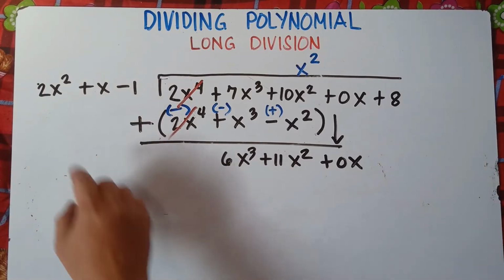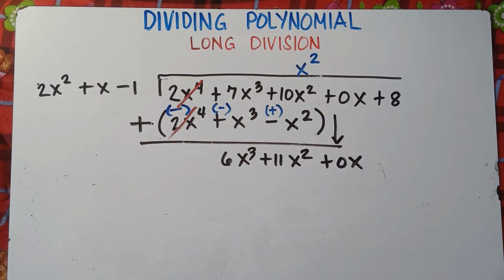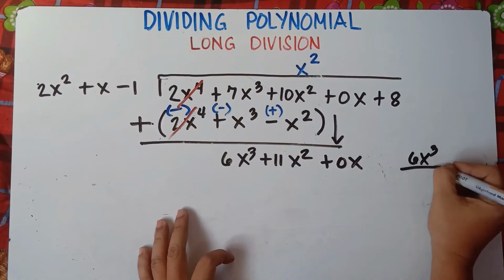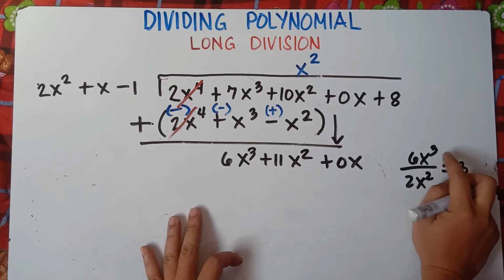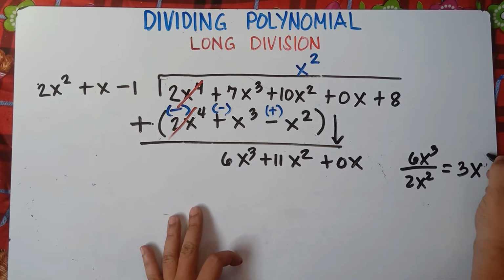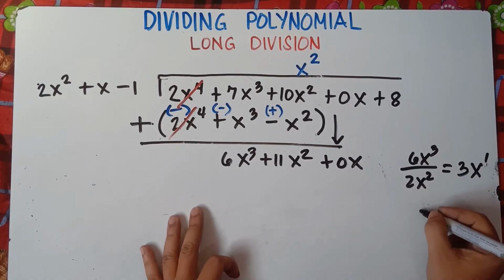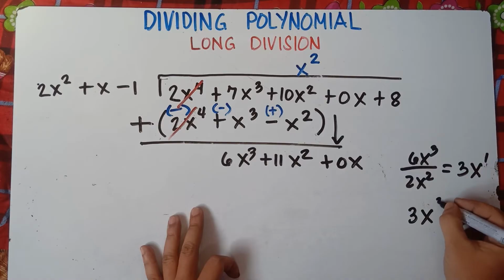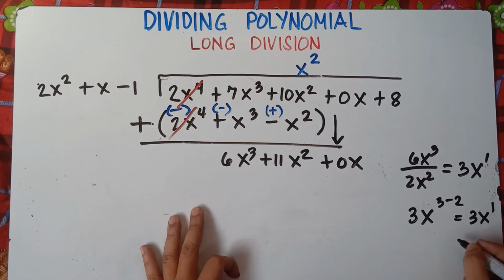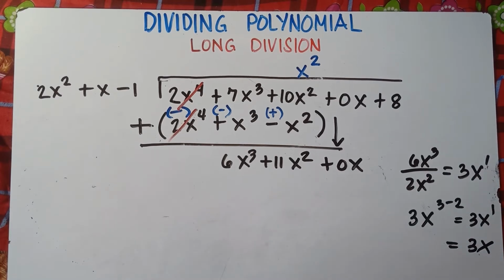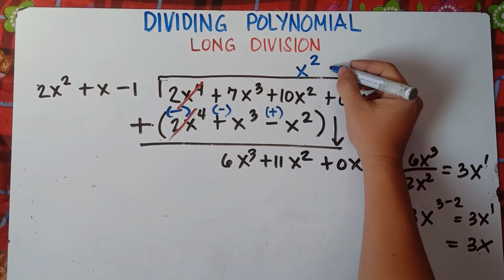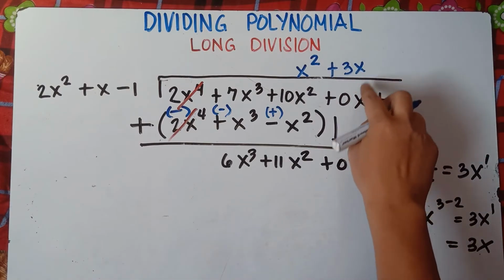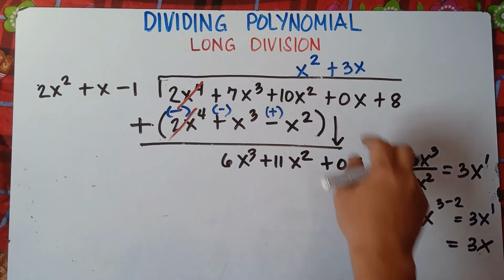Alright, so next step, you divide the leading term of your answer, 6x cubed divided by 2x squared. So once again, 6 divided by 2 is 3. Then simply subtract the exponent. Copy x, then subtract the exponent. 3 minus 2, that is 1. Once again, this will be 3x raised to the power of 3 minus 2, that would be 3x raised to the power of 1, or simply 3x. Positive 3x. So you align your answer in x.